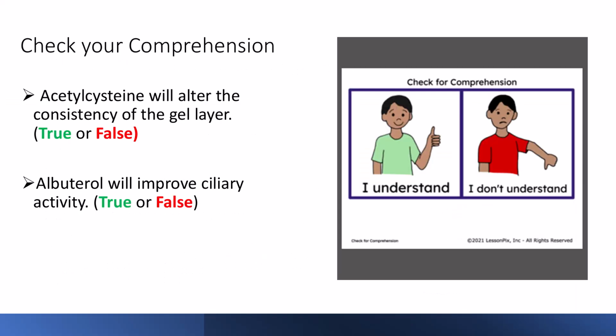Check your comprehension. Acetylcysteine will alter the consistency of the gel layer. True or false? True. Albuterol will improve ciliary activity. True or false?